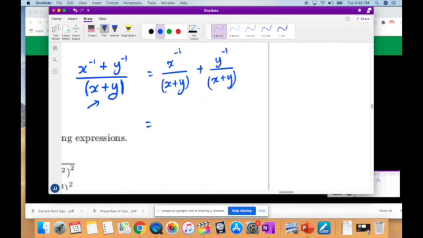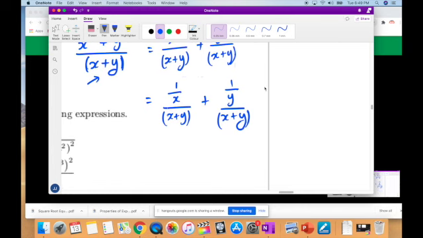So we know that x to the negative 1 is really 1 over x, and that being divided by x plus y. And then plus 1 over y, and that being divided by x plus y. So at the end of the day, guess what? This here is pretty much it. I don't think I could do anything else with that. Can we do anything else with that?